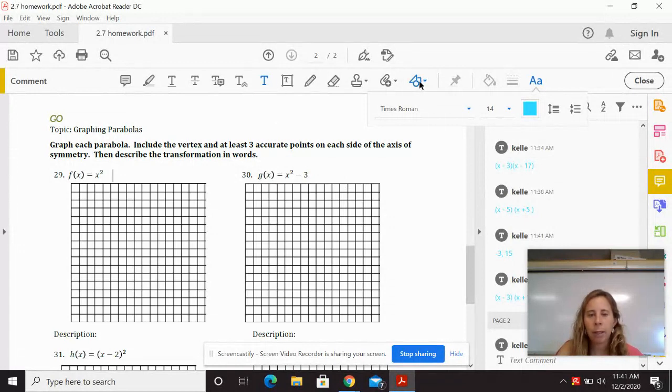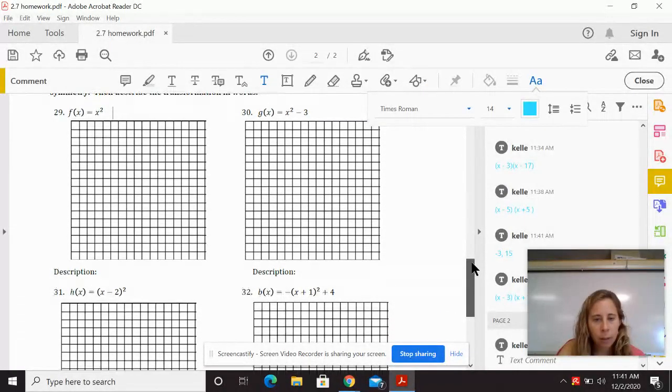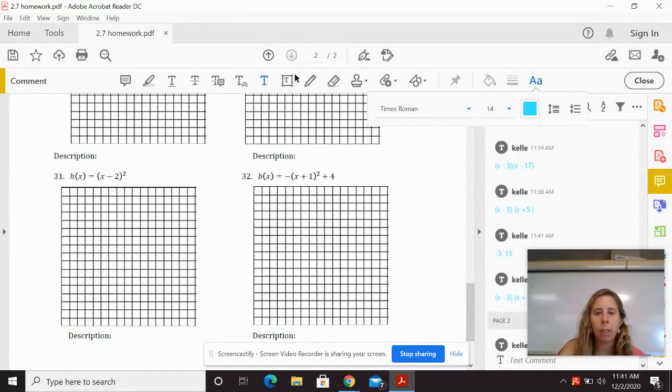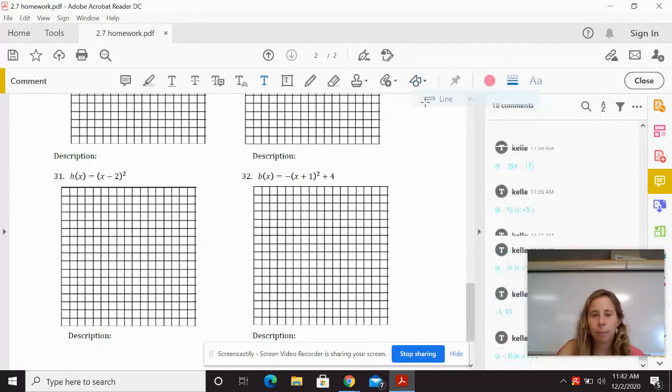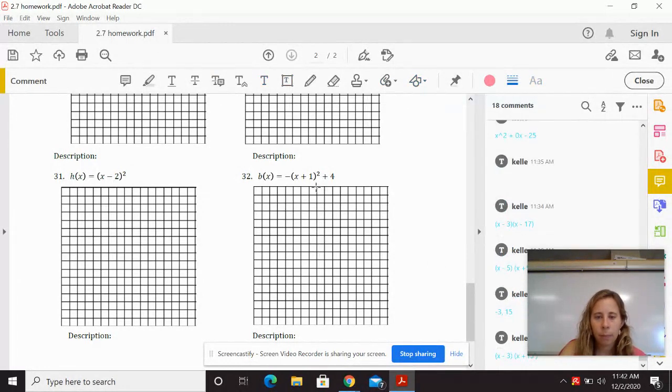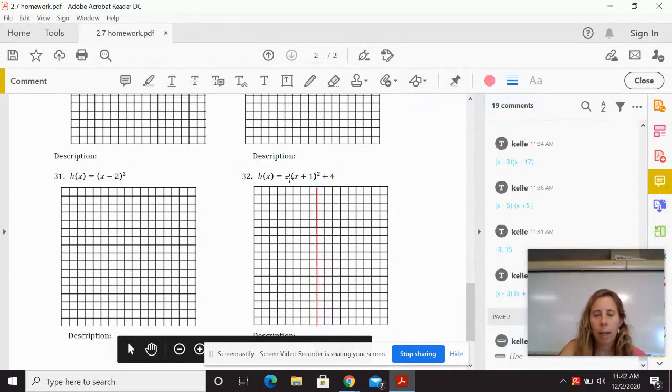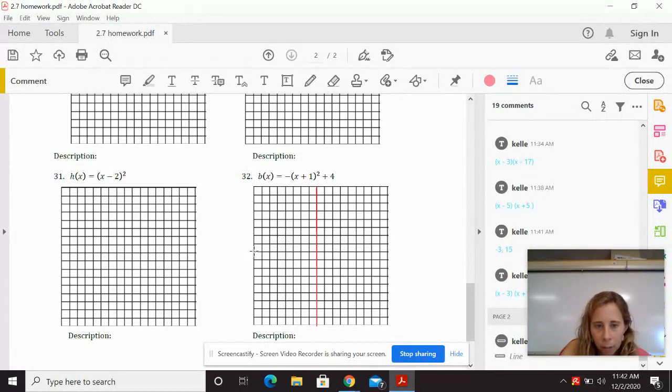Okay, let me draw my little lines in. Well, let's see. Number 32 kind of throws it all together. I'll do number 32. Put my y-axis in here. And then I'm looking here at this negative sign. That means my parabola is going to be flipped. So we're probably going to be dealing mostly in the negatives. Well, except for going up 4. I'll just put it here. There's my x-axis. Okay.